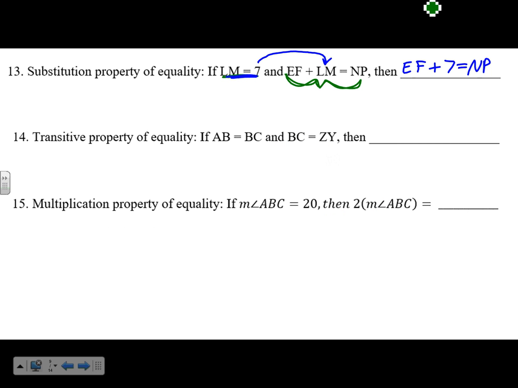Transitive property. If AB is equal to BC and BC is equal to ZY, you can kind of think since those are the same, we can kind of take them out if you want to think of it that way. But that means that AB is equal to ZY.